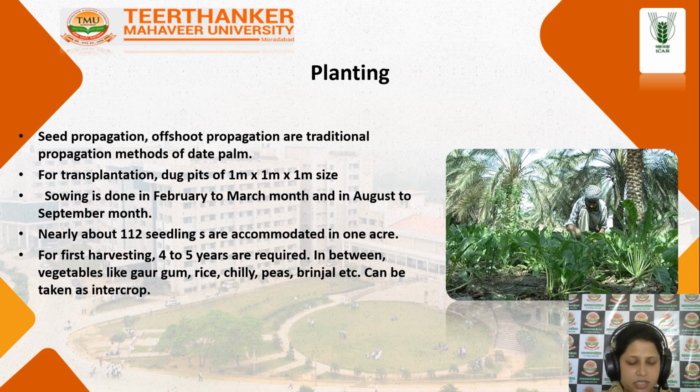For first harvesting, it takes about 4 to 5 years. So in between, vegetables like sorghum, rice, chili, peas, brinjal, etc. can be grown as an intercrop.